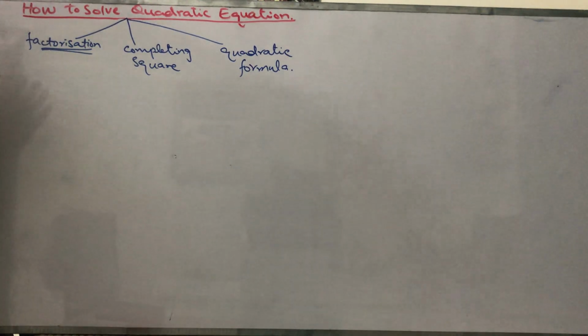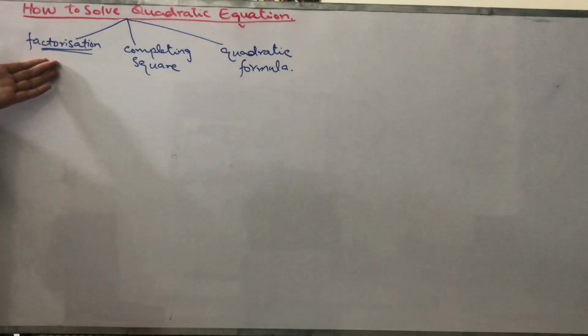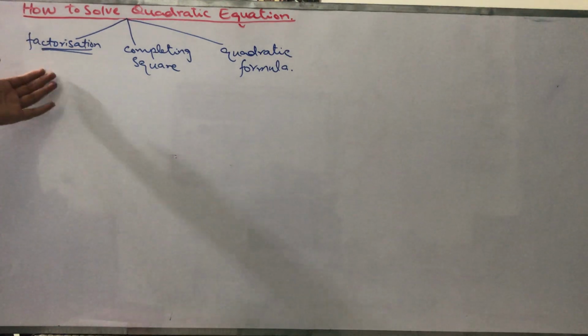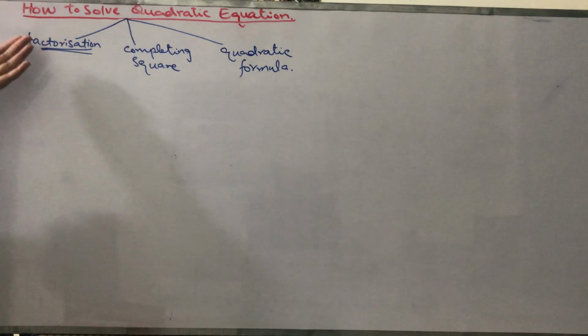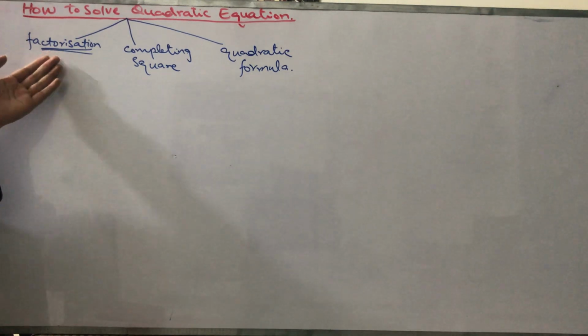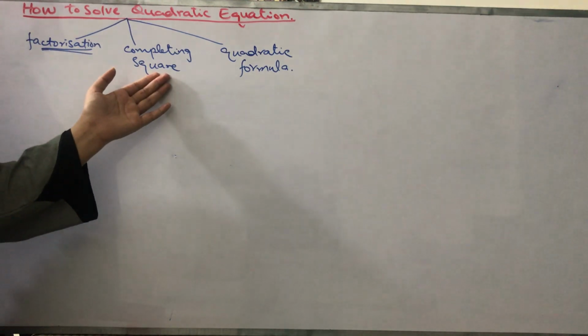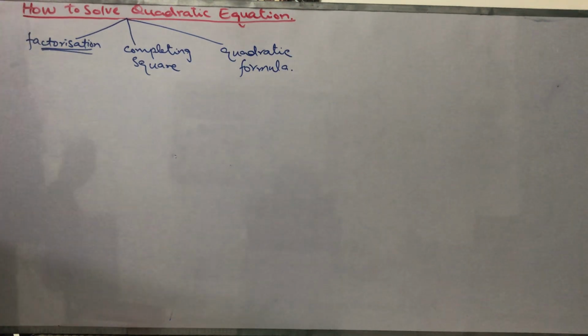Today we are going to discuss how to solve quadratic equations. So we have three methods to solve a quadratic equation. First is factorization, then completing the square, and the quadratic formula. In today's video we are going to discuss factorization, and in my upcoming videos we will discuss completing the square and the quadratic formula. So how to do factorization?